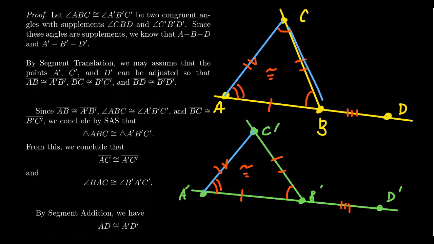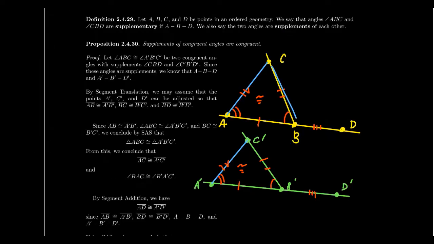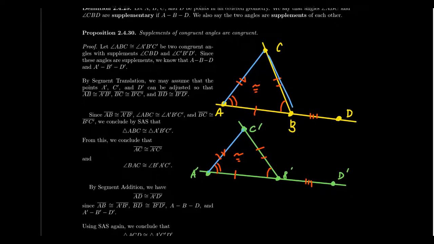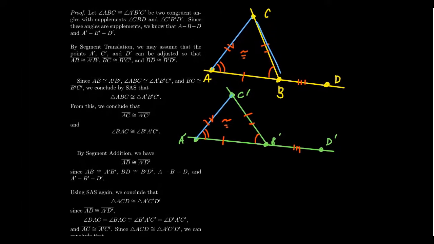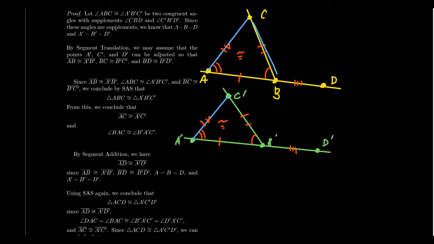Now, it is also true that the angle ACB is congruent to angle A prime, C prime, B prime, but we don't need that observation, so I'm not going to make it at this moment. I want to keep the picture on the screen a little bit longer, so I'm actually going to enlarge it so we can still see it, but then we can go down the argument a little bit longer, okay?